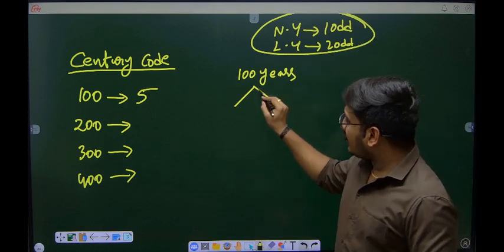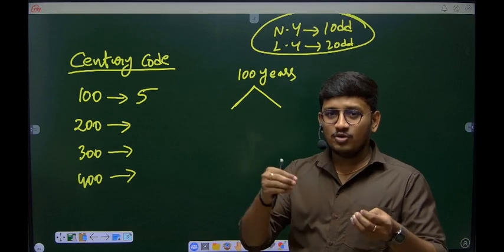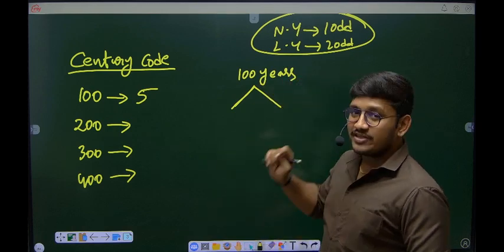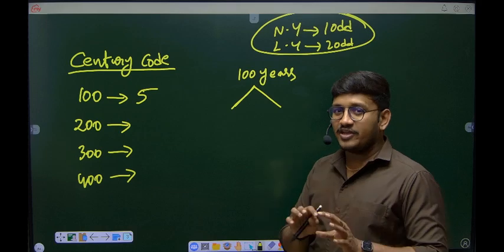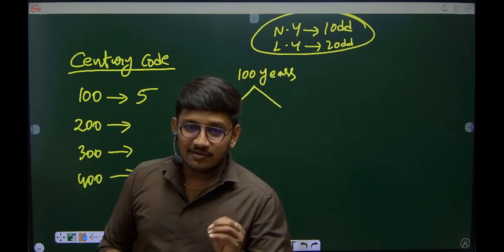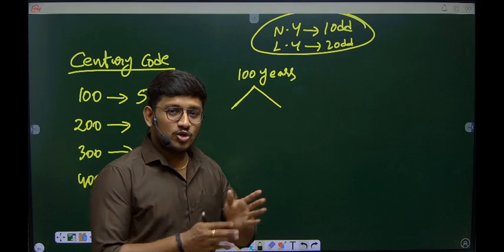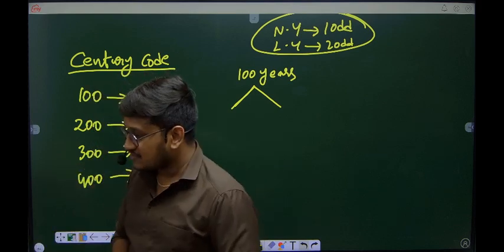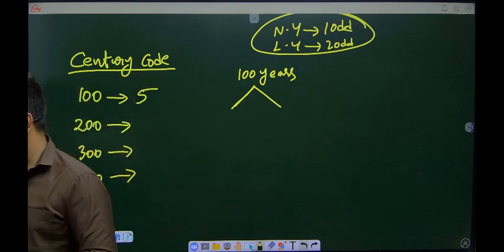Now out of 100 years, there are a few leap years and a few normal years. How many leap years are there and how many normal years are there in 100 years? Can you guess? Can you post it in the chat box? How many leap years are contained in 100 years, from 1 to 100? Post it in the chat box.